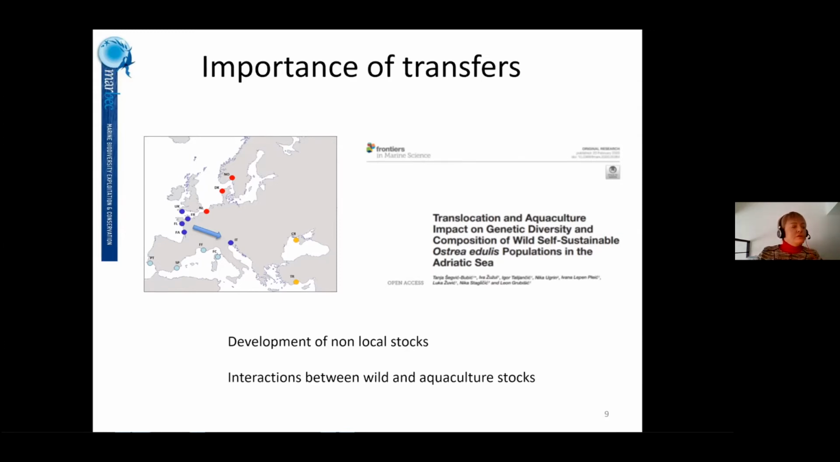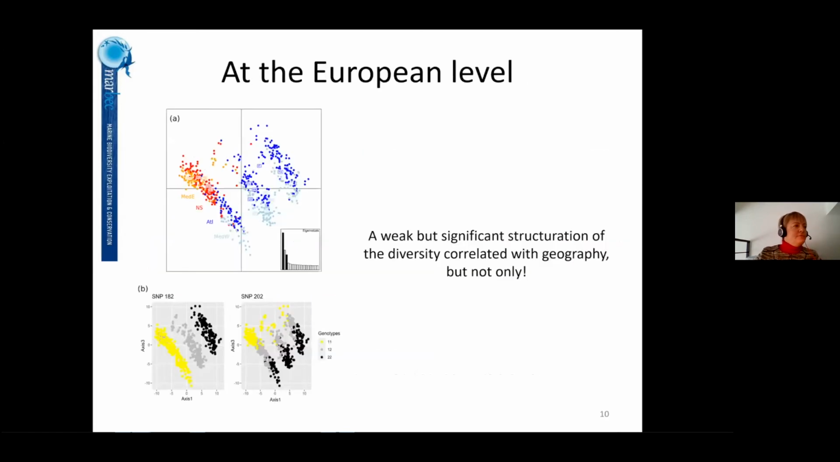So to go on with the results of our study, I showed you the first two axes of the PCA, but when we look at the third axis, so here the first and third axis of the PCA, we observe a strange kind of pattern. You can see three groups, where each dot is an oyster, and you can see this kind of strange pattern of grouping.